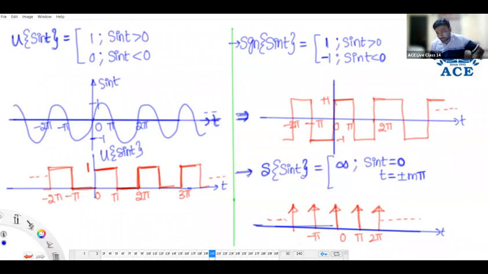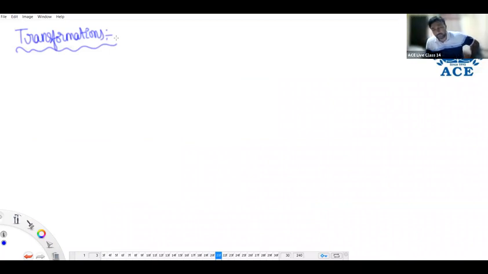Okay. I am discussing the next concept. The next concept which we are observing is transformations of the signal. Transformation means how one can modify a given signal with respect to the independent variable time. That is called transformation.